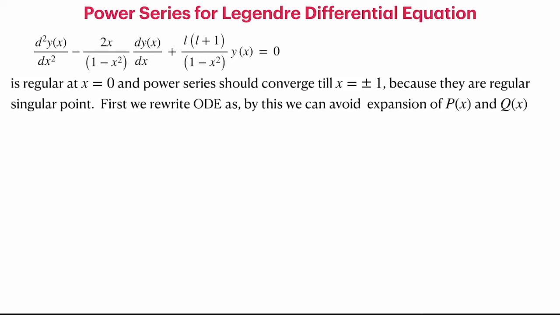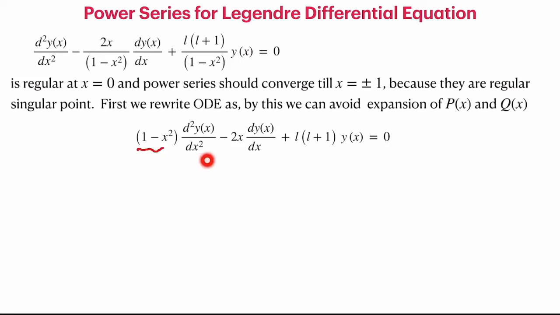Now we have seen in our standard technique, we expand P of x and Q of x in terms of power series or Taylor series, and then substitute the power series. If we rewrite the differential equation in a slightly different form, we can avoid this Taylor expansion of P of x and Q of x, because they are already polynomials of sufficiently small power. It can be handled without doing the Taylor expansion. So we write the differential equation as 1 minus x square into d square y by dx square minus 2x into dy by dx plus L into L plus 1 is equal to 0.